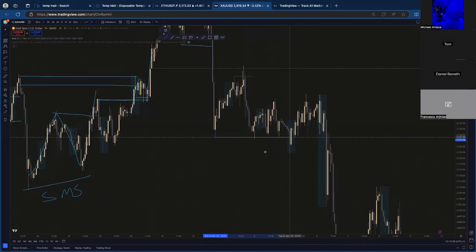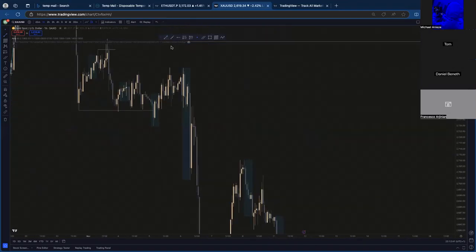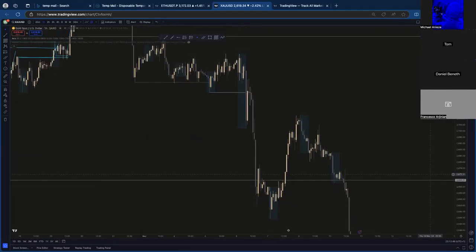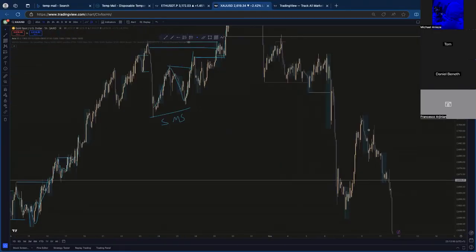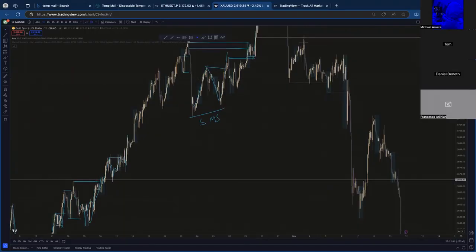Break of structure right here. We got another break of structure right here. And then sells dropped off to the downside. Do you understand?